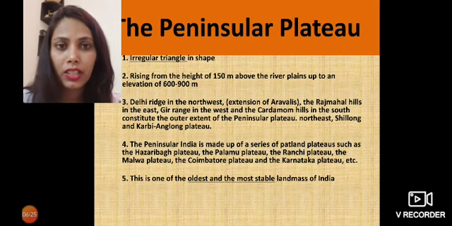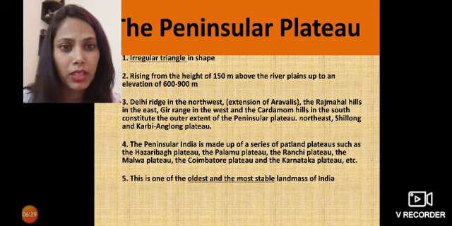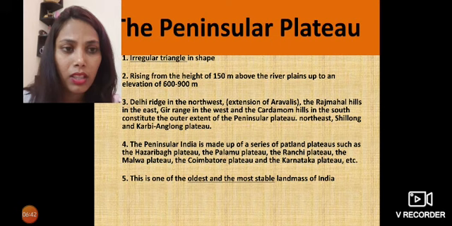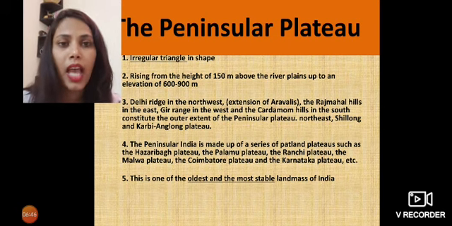So here we have covered that the shape is an irregular triangle and the height is 150 meters to 900 meters. Then the hills or ranges of this plateau are Delhi Ridge, Gir Range, Cardamom Hills, Shillong and Karbi Anglong Plateau. Other plateaus are Ranchi, Palamau, Hazaribagh, Malwa, and it's the oldest and the most stable landmass of India.